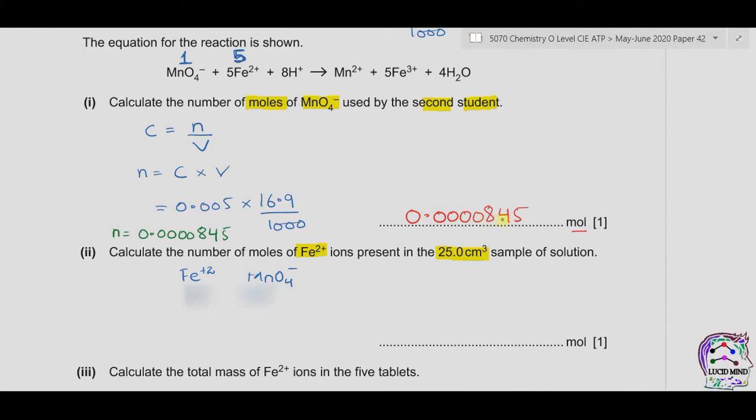Now we have this much moles of MnO4 negative. So we can find the moles of iron plus 2 by cross multiplying. So the number of moles of iron plus 2 will be 0.0000845 divided by 5, which is equal to 0.0004225 moles. So we can write this as the answer.